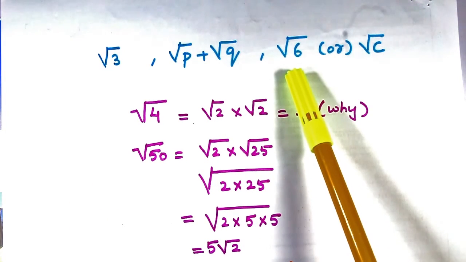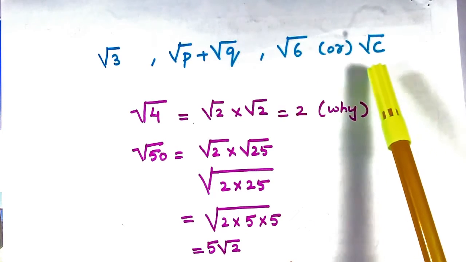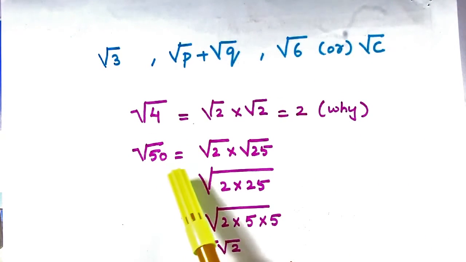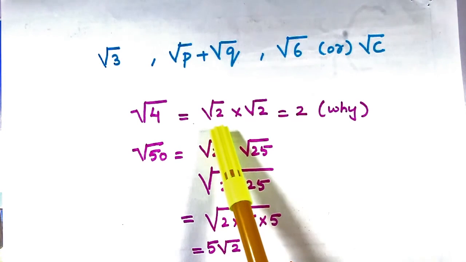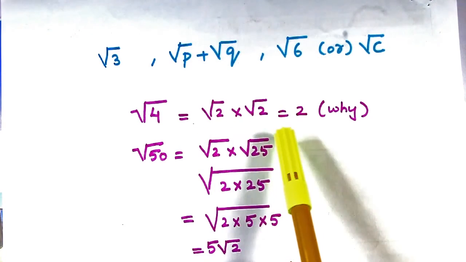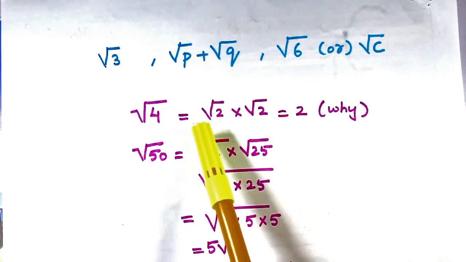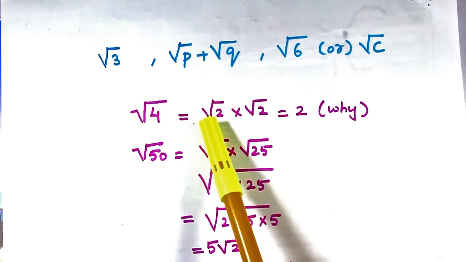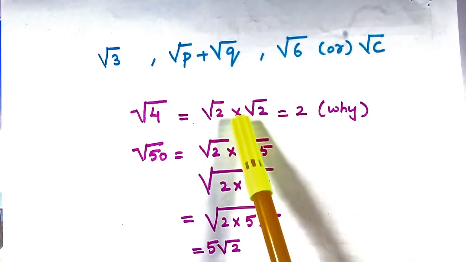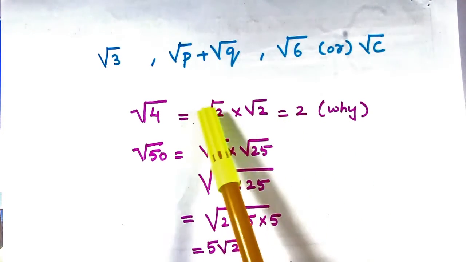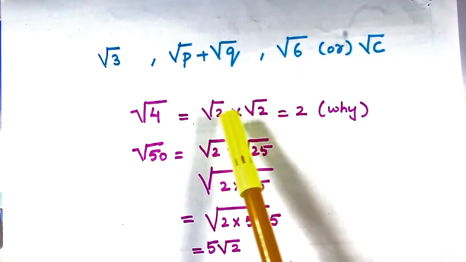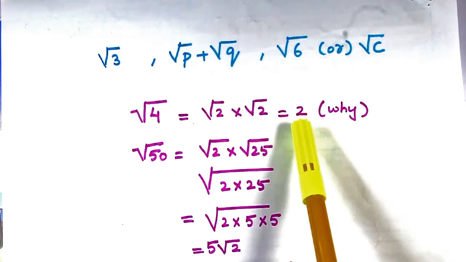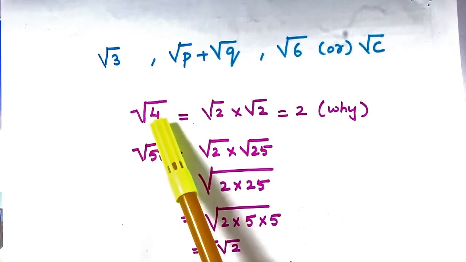But what if we have a composite number under the root? For example, root 4, a composite number. It can be expressed in the form of root 2 into root 2, that is equal to 2. I have separated this root over here: root 2 into root 2 is equal to 2. We have already seen the explanation for that. Root and root get cancelled and we are getting 2. So 2 is a perfect number, which when squared will give 4.